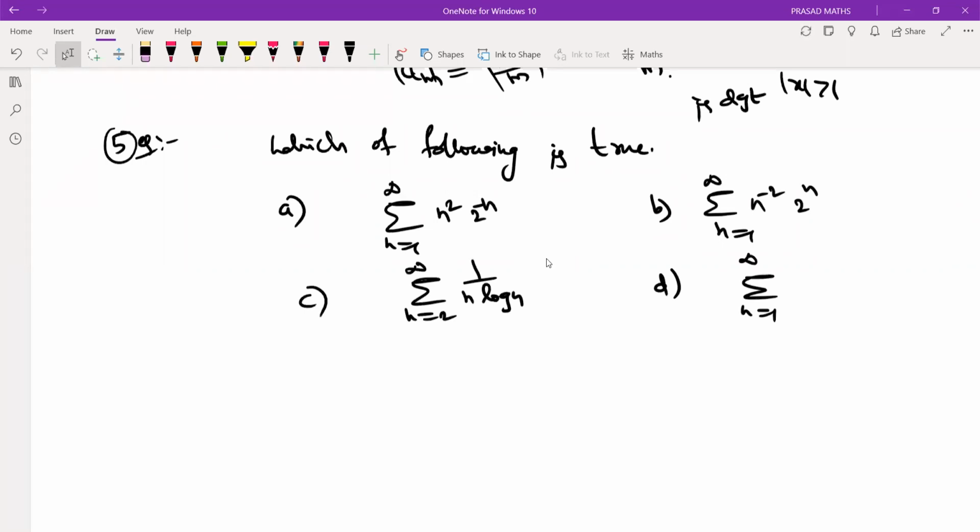D. Summation n equals to 1 to infinity. Even in previous questions, NET and GATE examinations. N into log of 1 plus 1 by n. Yeah, చెప్పండమ్మా. Use chat box. Which of the following is true? Which of the following is convergent? అంటే true కదా, convergent. Tell me your opinion.